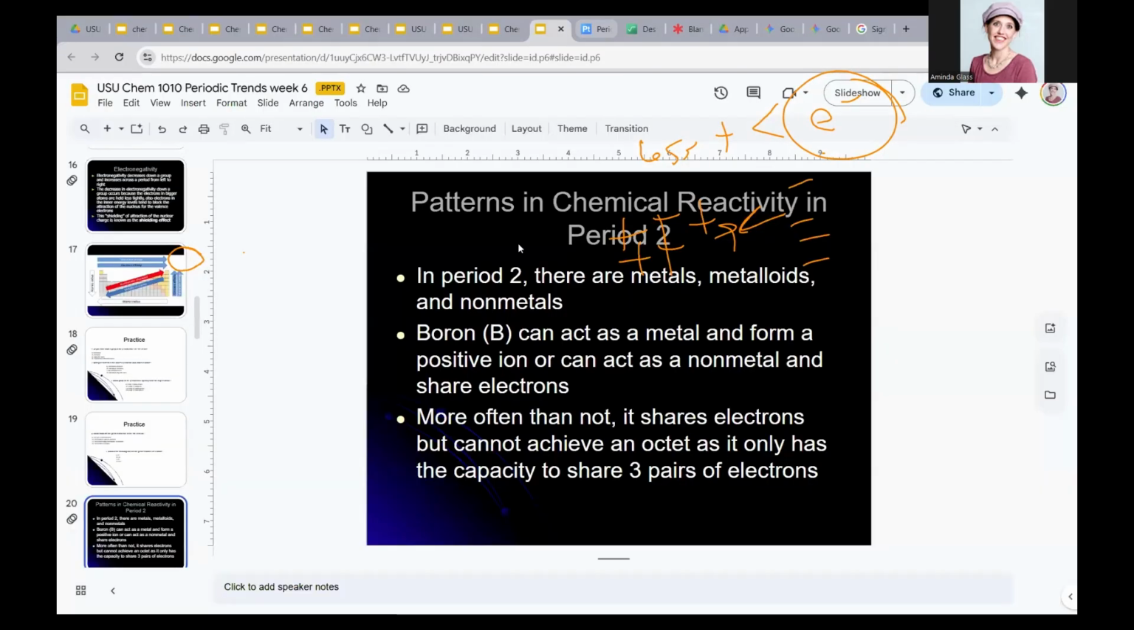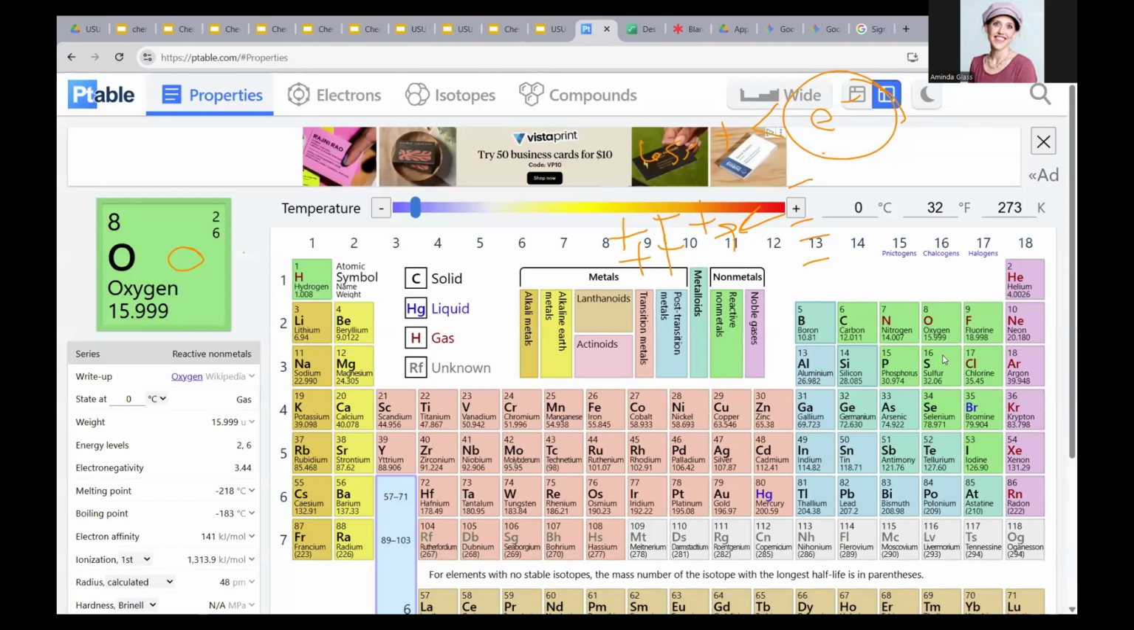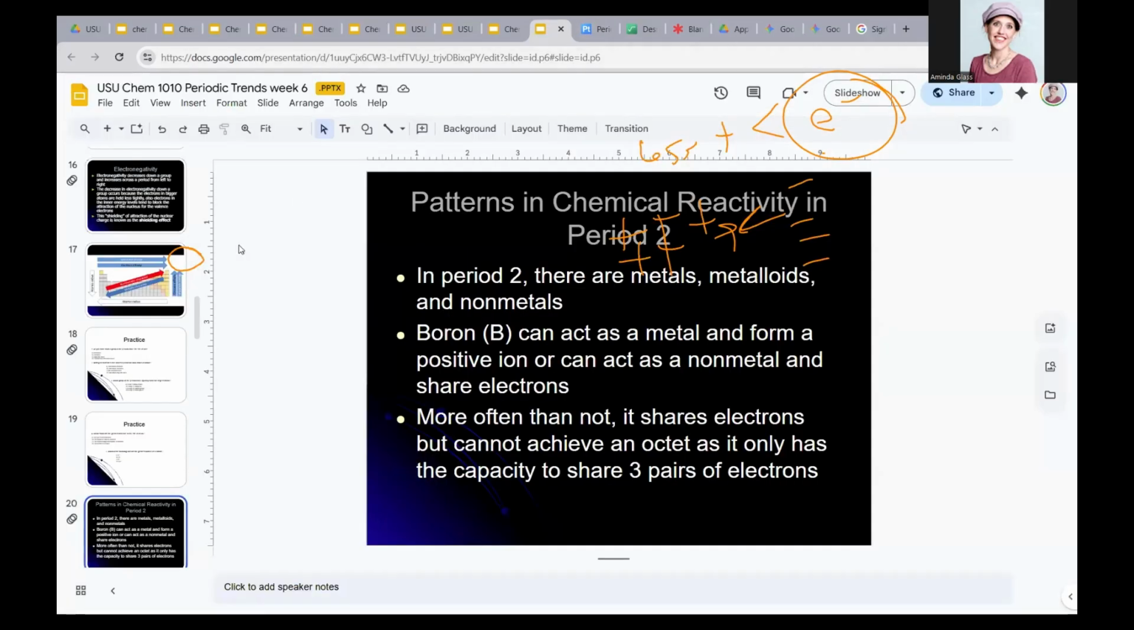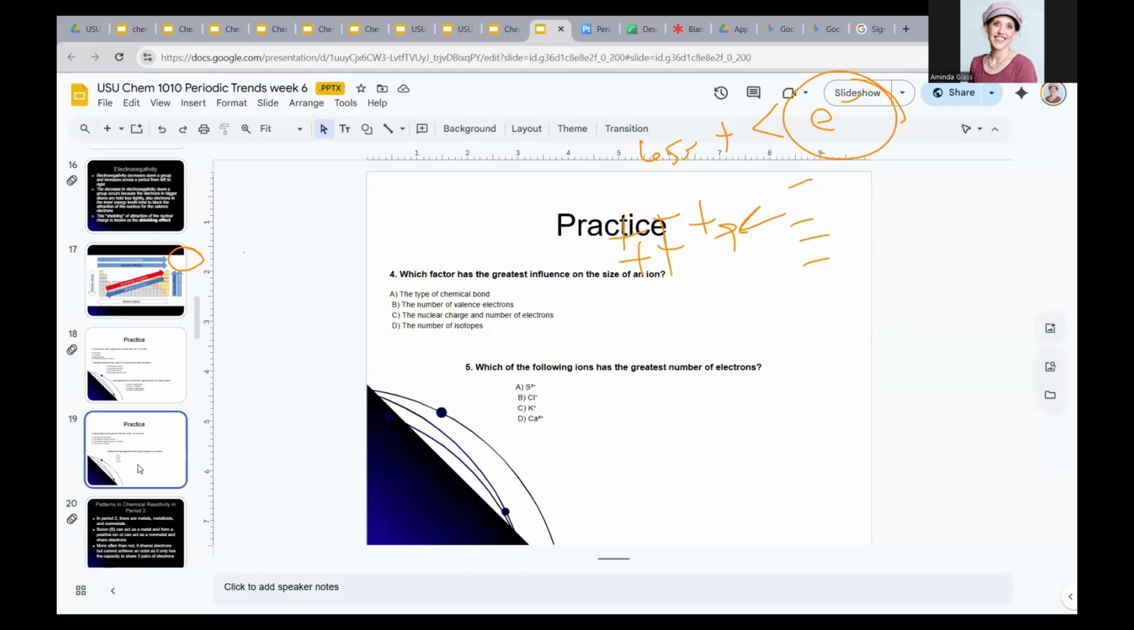So let's go to the periodic table. Let's look at sulfur. Sulfur has 16, but it has 2 minus, which means it's gained 2. So that'd be 16 plus 2 equals 18.